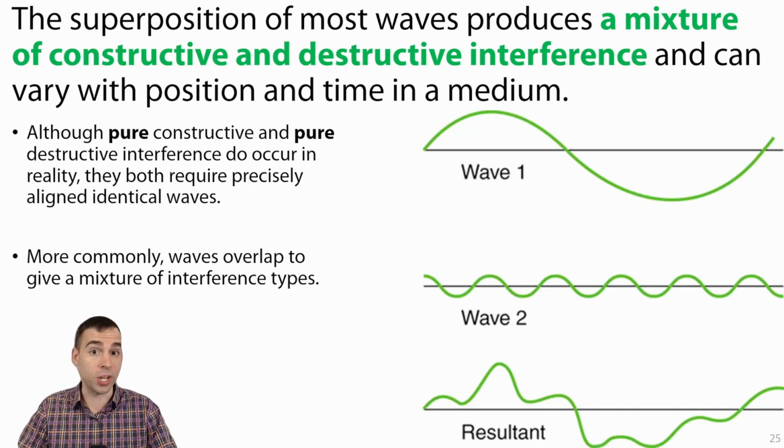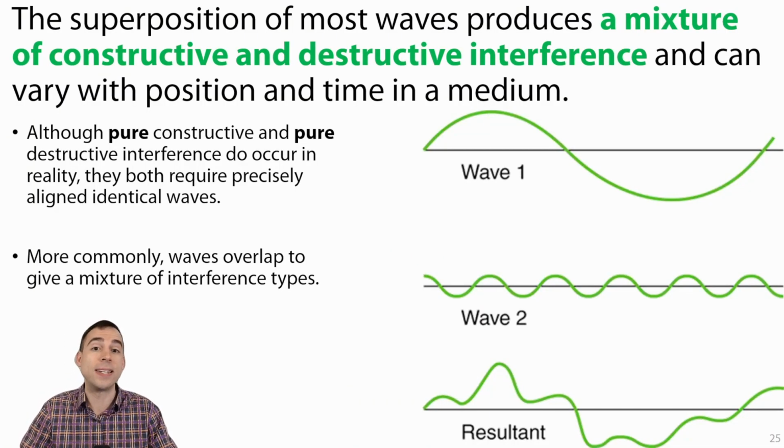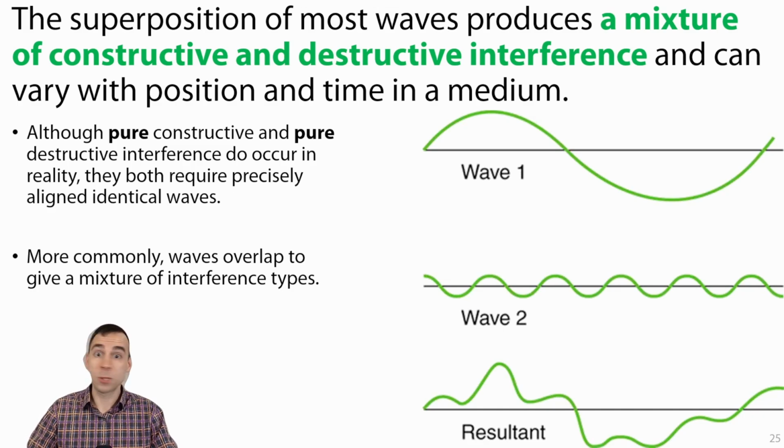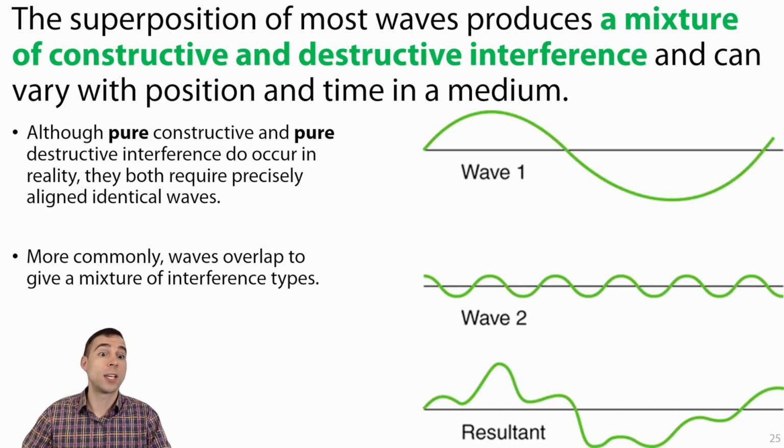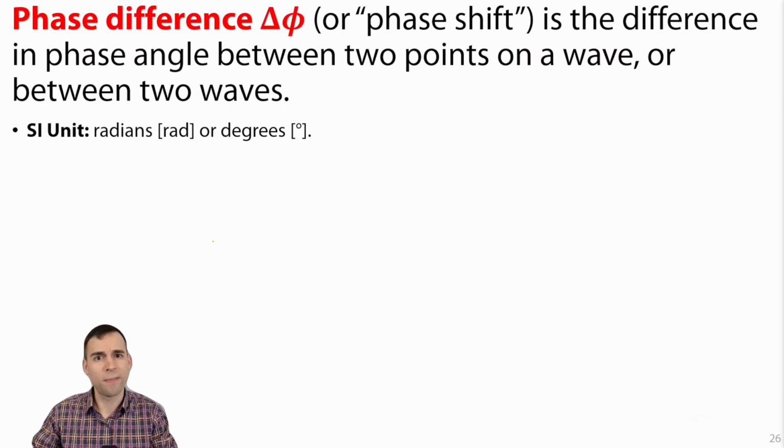Superposition can produce a mixture of constructive and destructive interference. While it's possible for waves to experience pure destructive or pure constructive interference, in reality, usually you'll get a mixture of these. The phase difference, or phase shift, measures the difference in phase angle between 2 points on a wave or the difference in phase angle between 2 waves. This will usually be measured in radians.